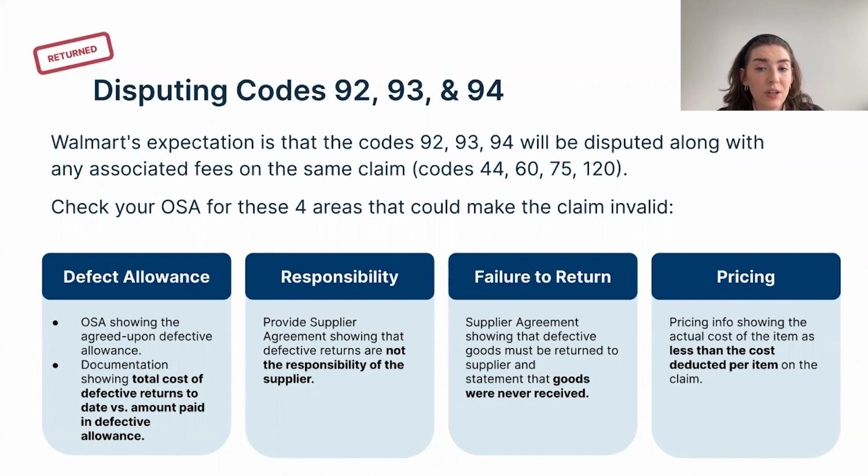A third one is failure to return. So check your supplier agreement to see if you are supposed to receive that merchandise back. And if the goods were never received, then you can dispute that those were never returned to you, therefore not adhering to your supplier agreement. And then that last one is pricing. So attaching pricing info showing the actual cost of the item as less than the cost deducted per item on claim. So these are some of the ways that you can dispute these codes.